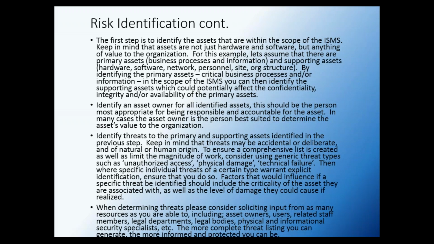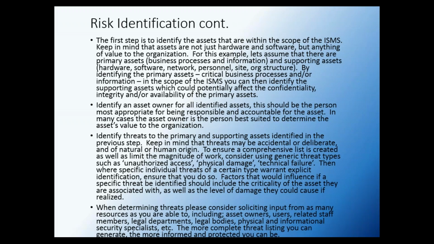Okay, so in this method, the first step is to identify assets that are within the scope of your system. Keeping in mind that assets are not just hardware and software, but anything of value to the organization. For this example, we'll assume that there are primary assets, which would be business processes and information, and supporting assets, which would be things like hardware, software, network, personnel, sites, organizational structure.